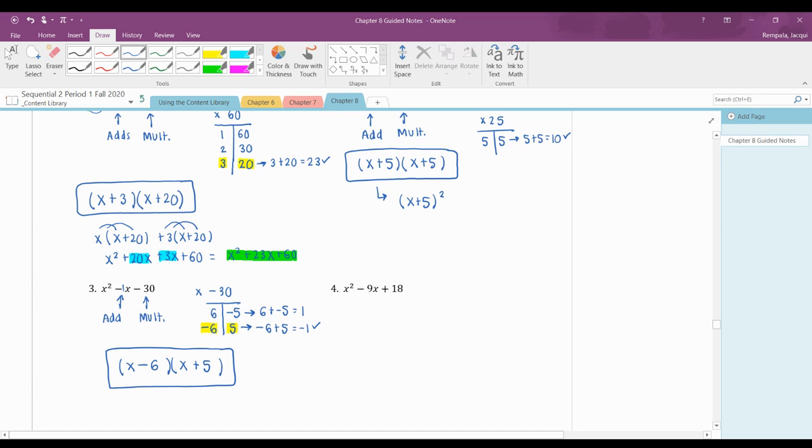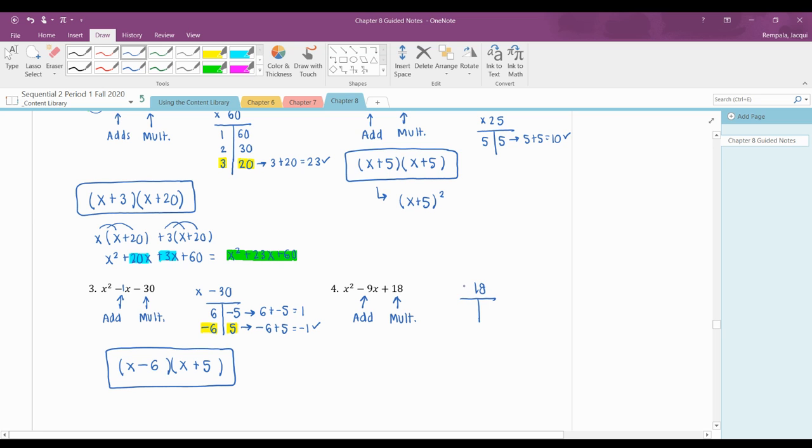In problem number 4, we have x squared minus 9x plus 18. I don't see a GCF because they don't have a number in common. They also don't all have a variable. So I need to find numbers that multiply to the last number and add to the number in the middle. I need to multiply to a positive 18.